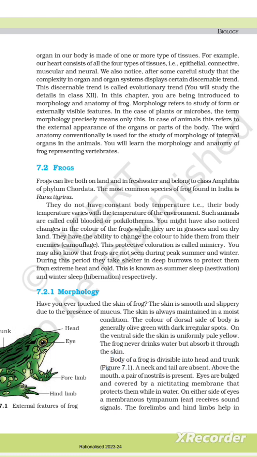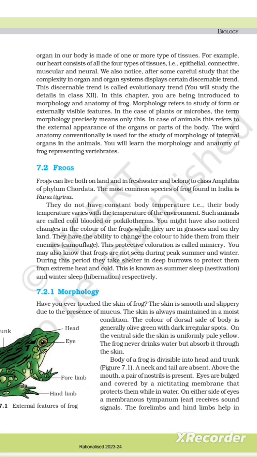The body of a frog is divisible into head and trunk. Figure 7.1. A neck and a tail are absent. Above the mouth, a pair of nostrils is present. Eyes are bulged and covered by a nictitating membrane that protects them while in water. On either side of the eyes, a membranous tympanum (ear) receives sound signals.